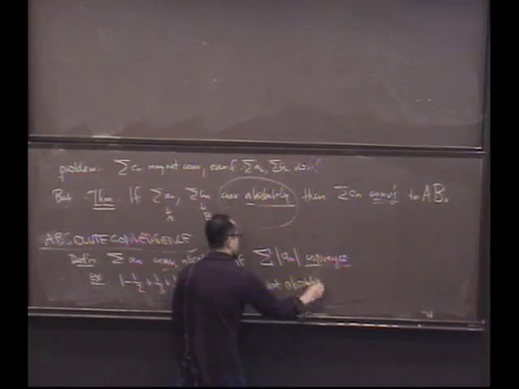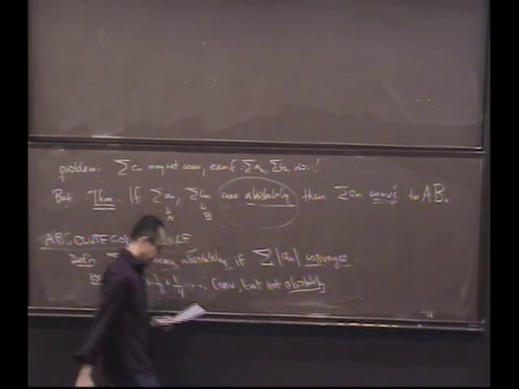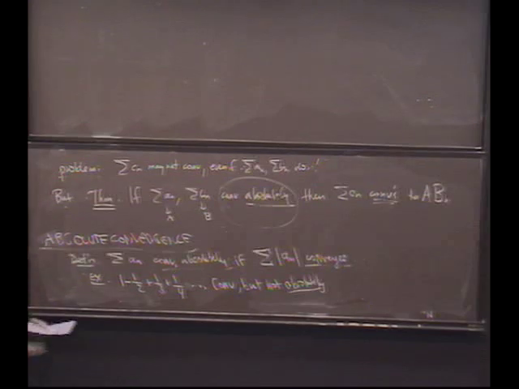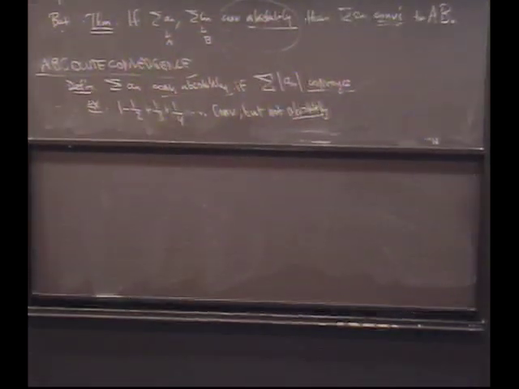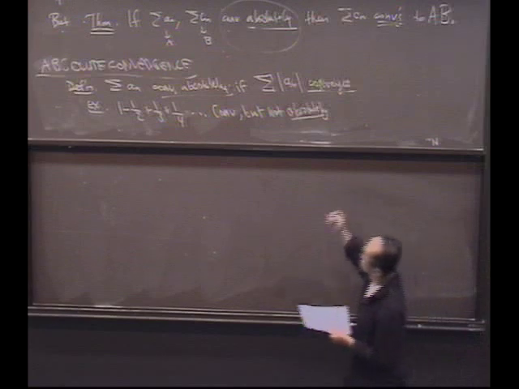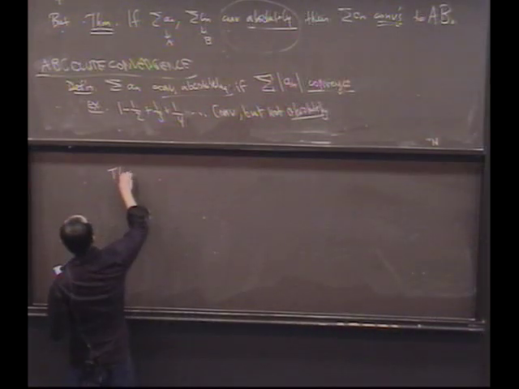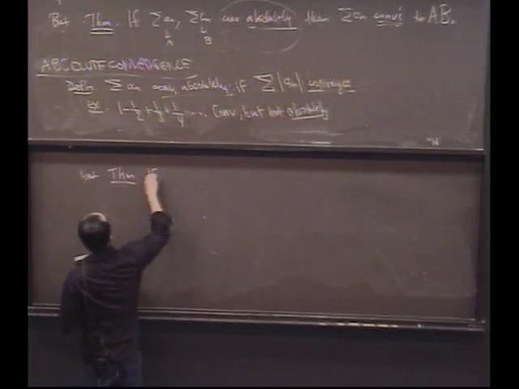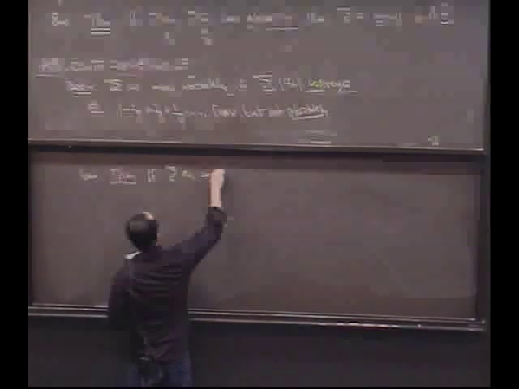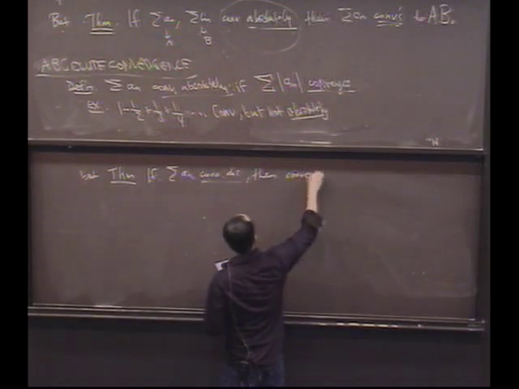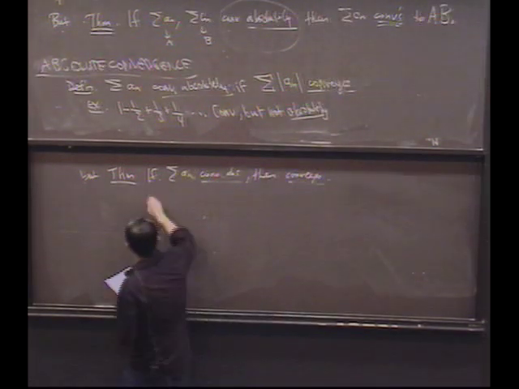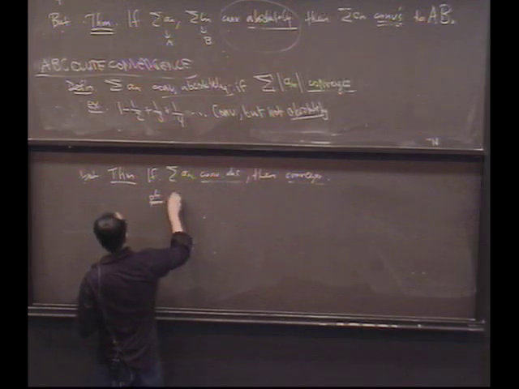Because its absolute series is going to be the harmonic series, not absolutely. Okay. Now, a cool theorem is that if a series converges absolutely, then it converges. So if it converges, it may not converge absolutely, but if the sum of a_n converges absolutely, then it converges. That's an important fact. And the proof is very easy, the idea.